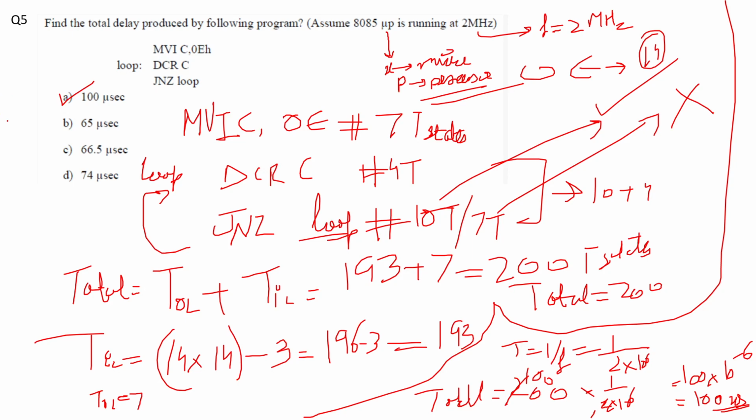I'll just repeat what I did here. We are given this program: move immediate C loads the contents 0E into the register, then decrement C, and whenever the result is non-zero, it goes back to the loop, that is the decrement C. So this will run 14 times until it becomes zero. In the last case, the condition is not met, and only 7 states are taken. Otherwise, for a successful jump, it will take 10 T states.